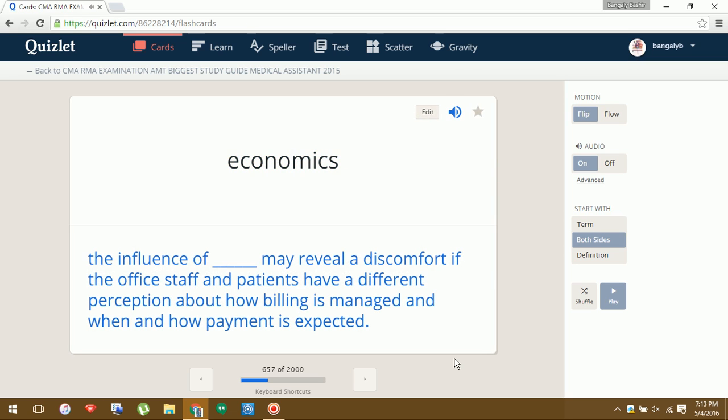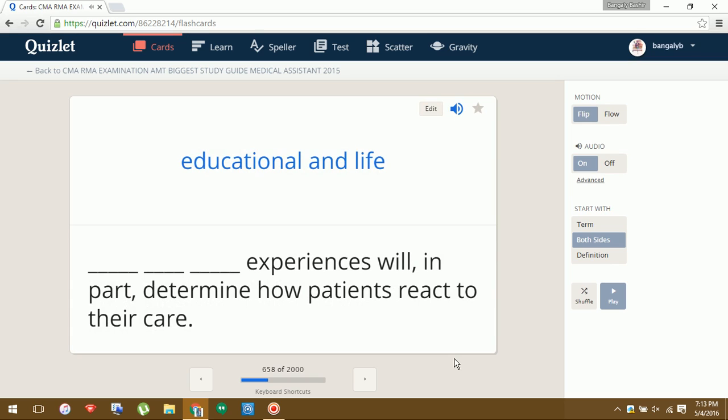Economics. The influence of blank may reveal a discomfort if the office staff and patients have a different perception about how billing is managed and when and how payment is expected. Educational and life. Blank experiences will, in part, determine how patients react to their care.